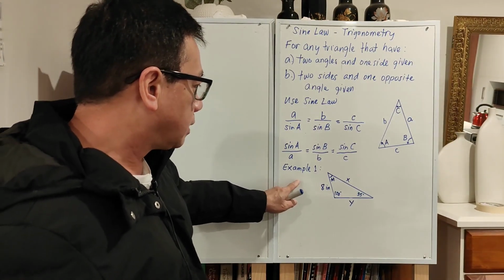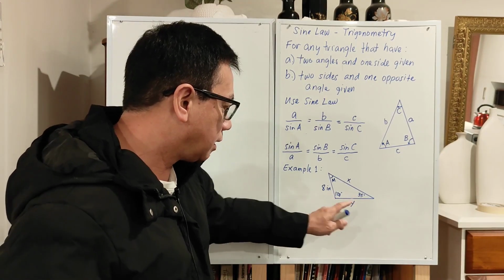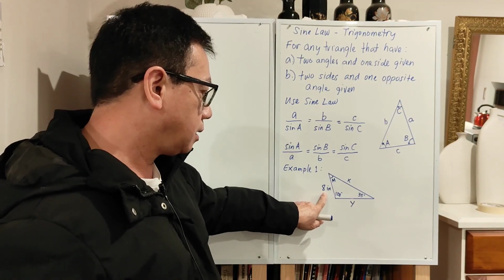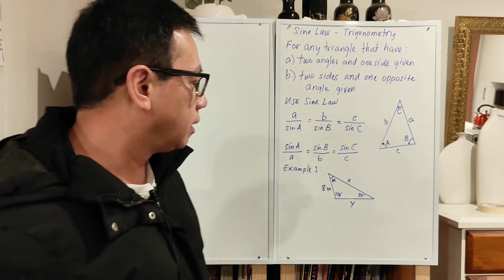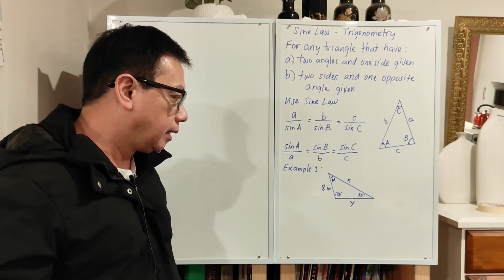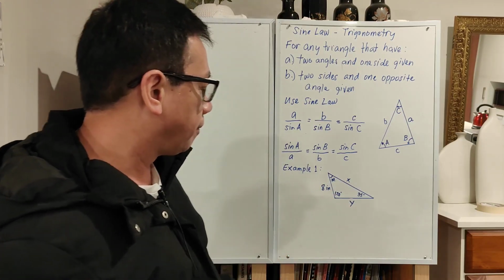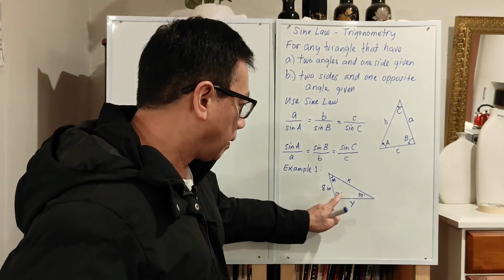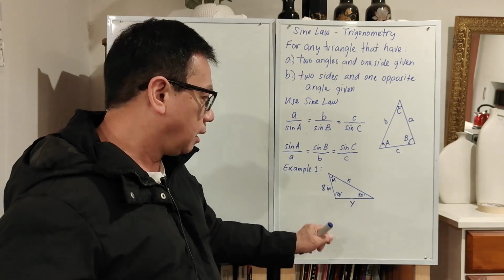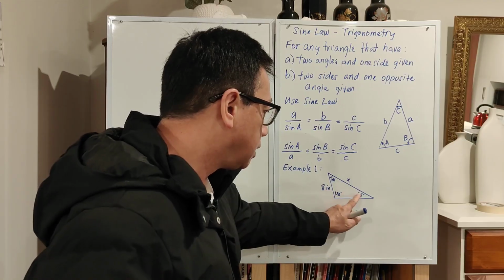We have an example. Example 1, we have a triangle with 120 degrees and 35 degrees, and then the third angle is M. And we have side 8 inches and sides x and y. So we have to solve for the angle M, for the side x and side y. So let's start with side x. We have 120 degrees and the one opposite that is side x. We have 8 inches and the angle opposite this is 35 degrees, so we can use these two fractions.